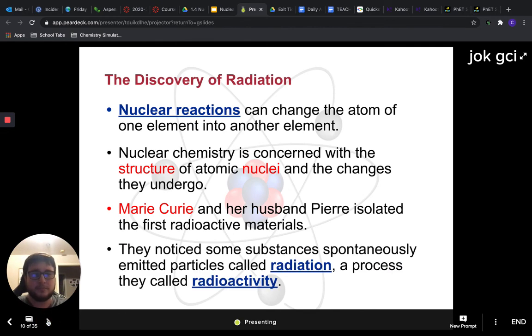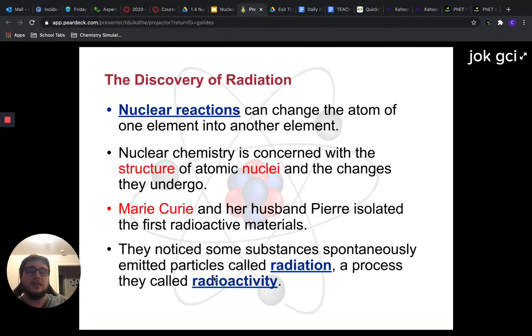Okay. All right, and of course, they noticed that some substances spontaneously emitted particles called radiation, and this process was called radioactivity. So if something is radioactive, that means that it emits particles from its nucleus, and it does that by radiation.